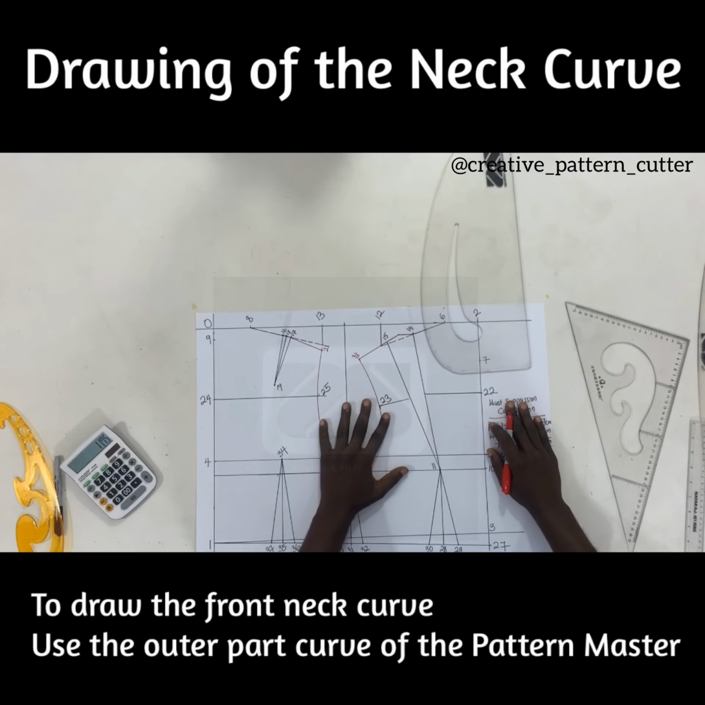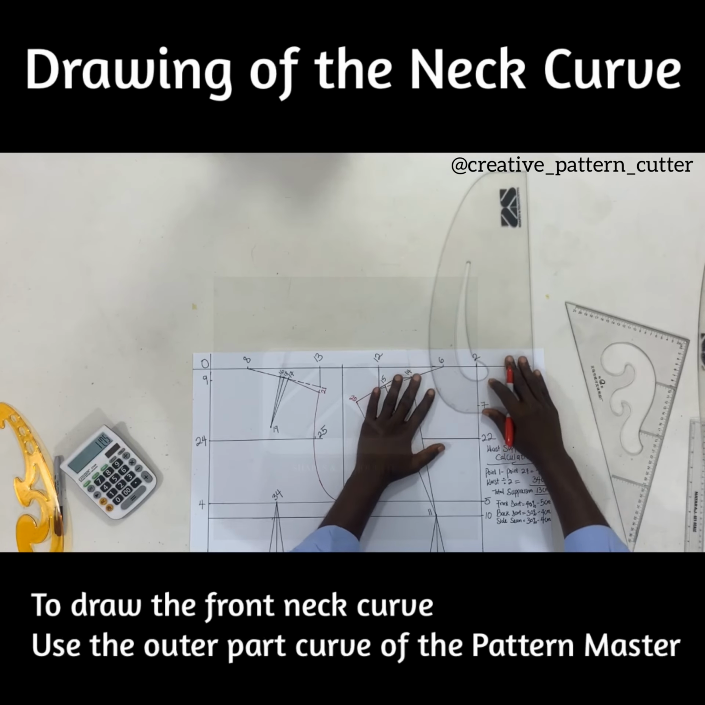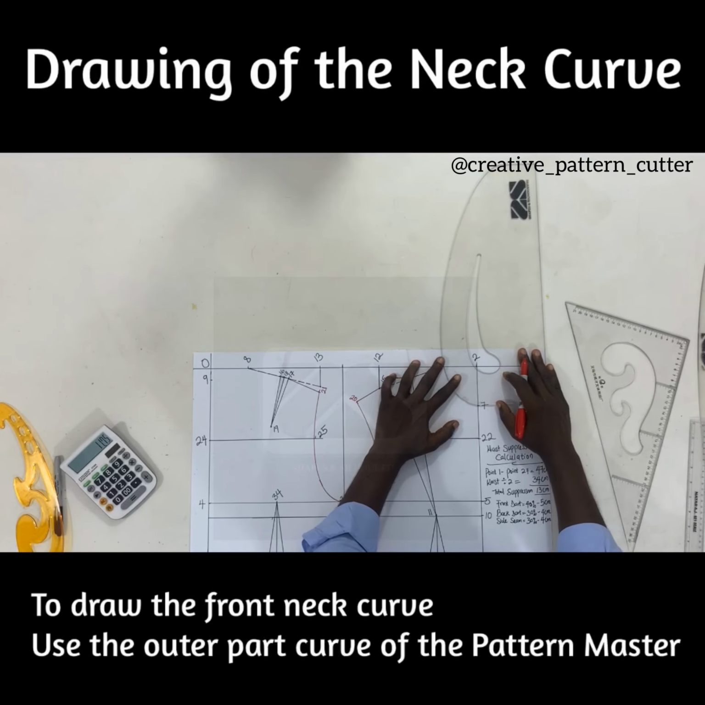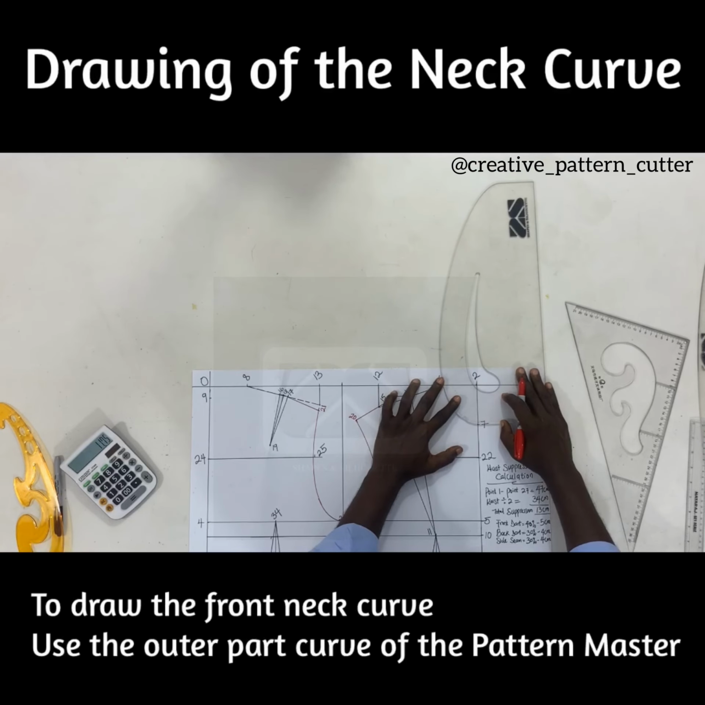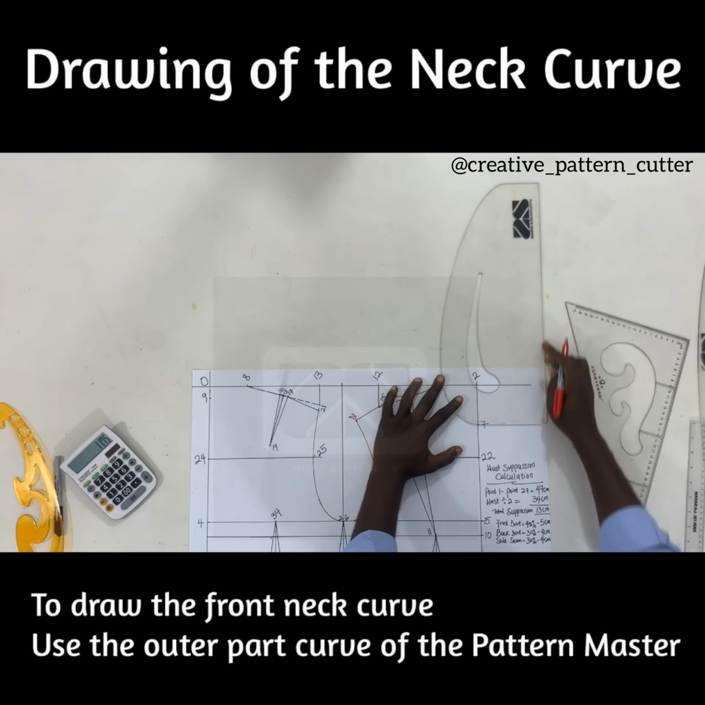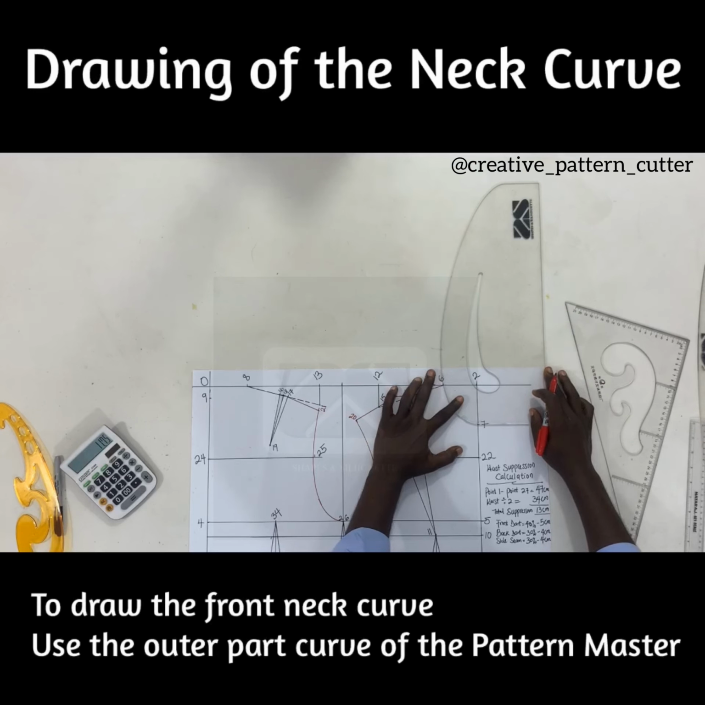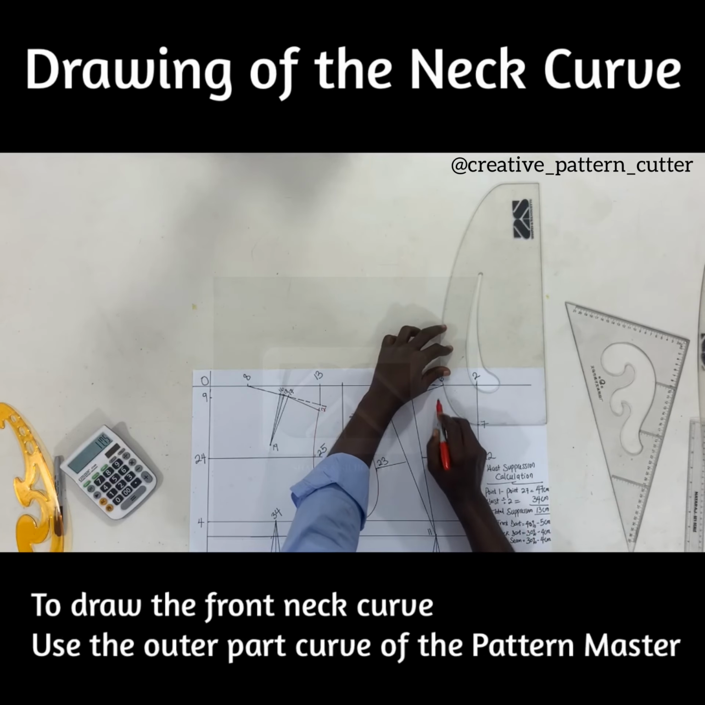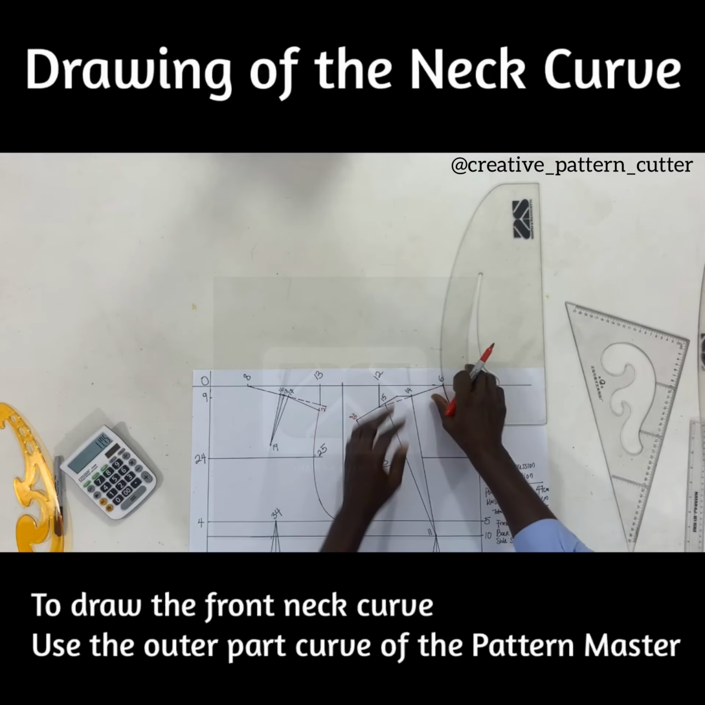Now let's draw the neckline. For the neckline, we'll be drawing for the front. We'll be using the outer part of your pattern master to connect point 6 to 7 together. Please be very careful of point 7. Make sure it is almost a straight point. You see the way I'm placing my pattern master? It's almost straight, so that my center line on point 7 doesn't give me a V shape. It has to look flat. So that's the shape drawing of the front neck curve.